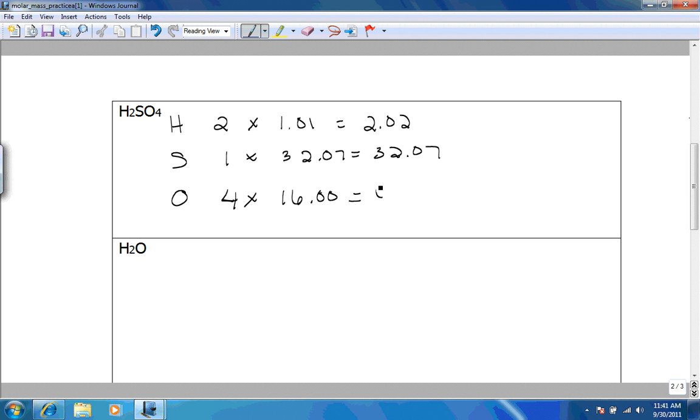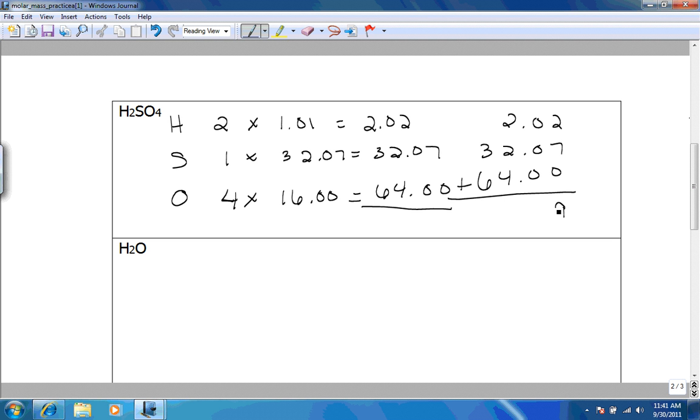Which comes out to be 64.00. When we add those together, we have 2.02, 32.07, and 64.00. We're going to add those together to find the total molar mass. It's 98.09.